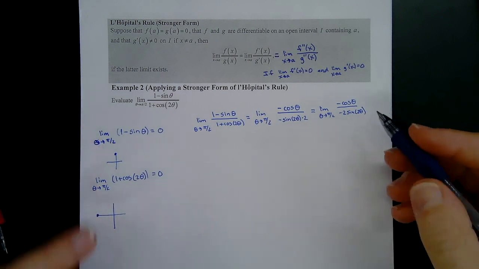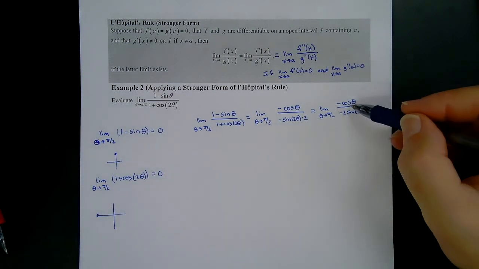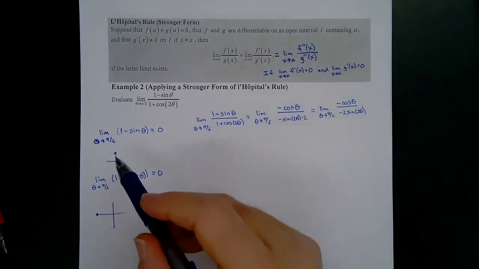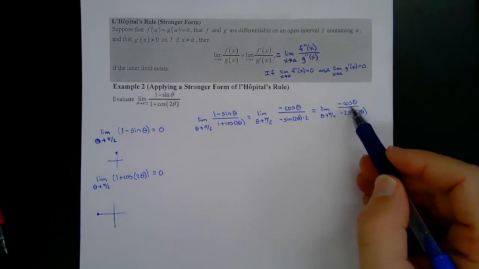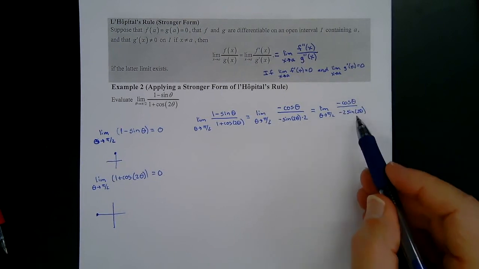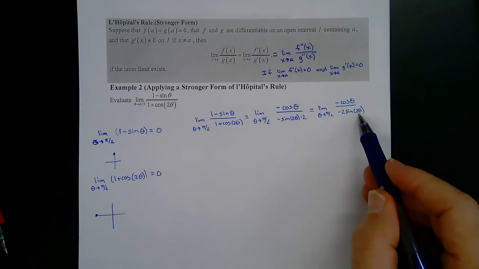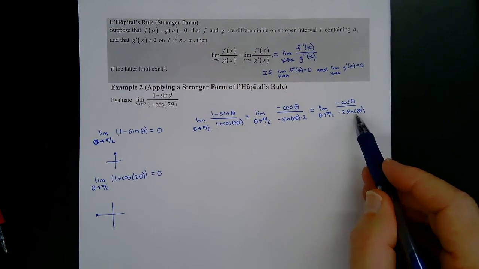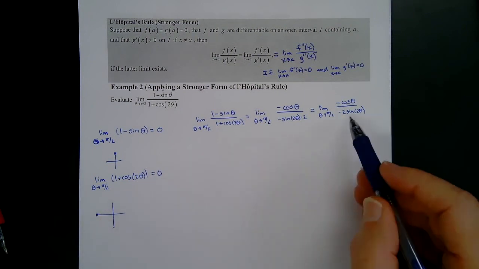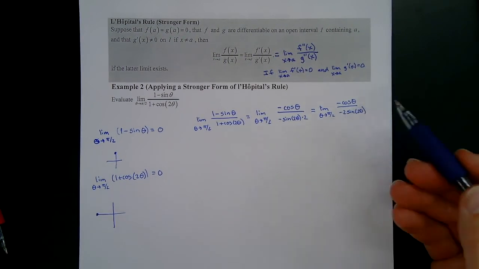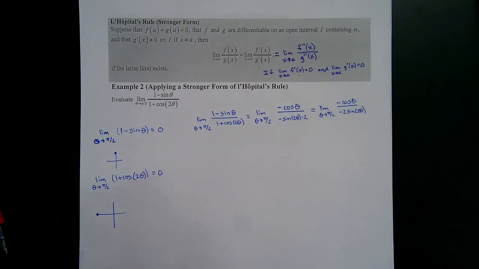So let's take a look. What happens when we plug pi over 2 in here? Cosine of pi over 2. Well, cosine, your x would be 0, right? So this is going to be 0. And what happens when I put pi over 2 in here? Well, 2 times pi over 2 is going to be pi. Sine of pi, well, sine is y over r. Over here, our y is going to be 0, so when we multiply that by -2, that's going to be 0. We're going to have 0 over 0 again, right?